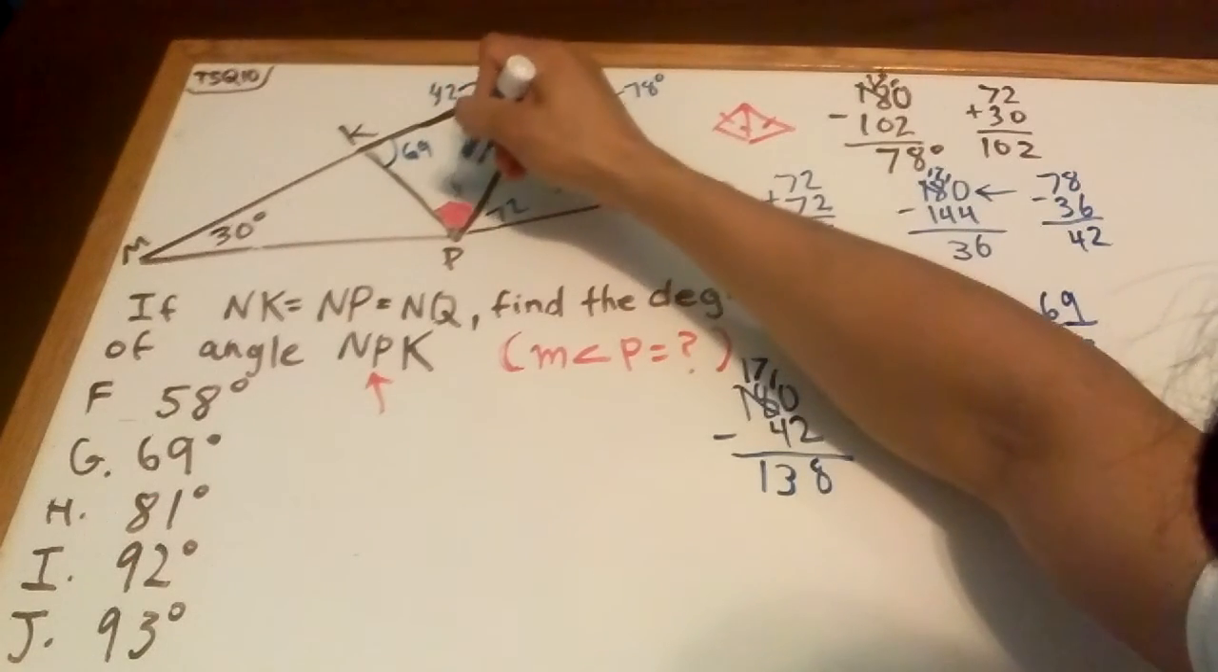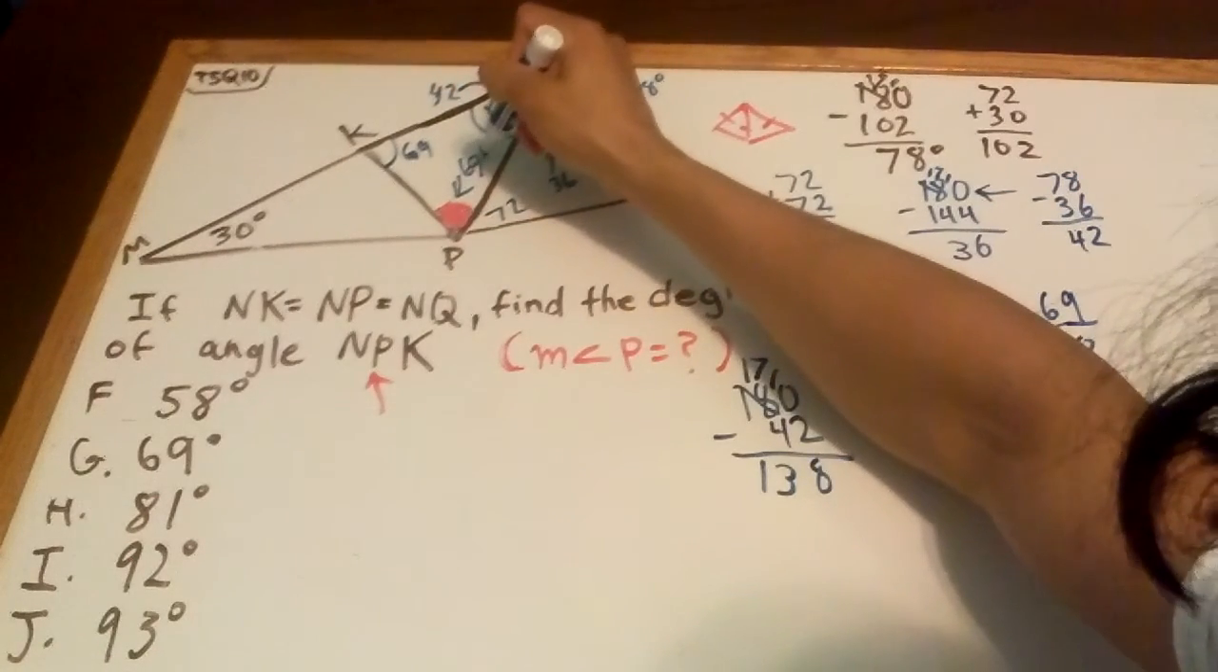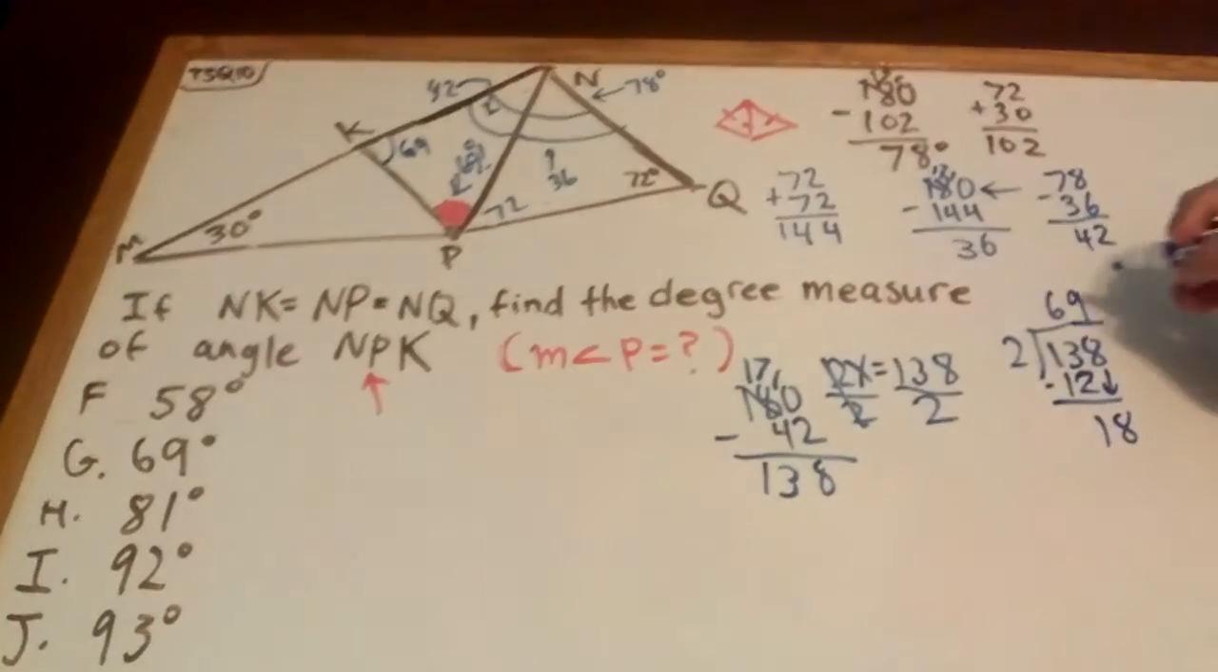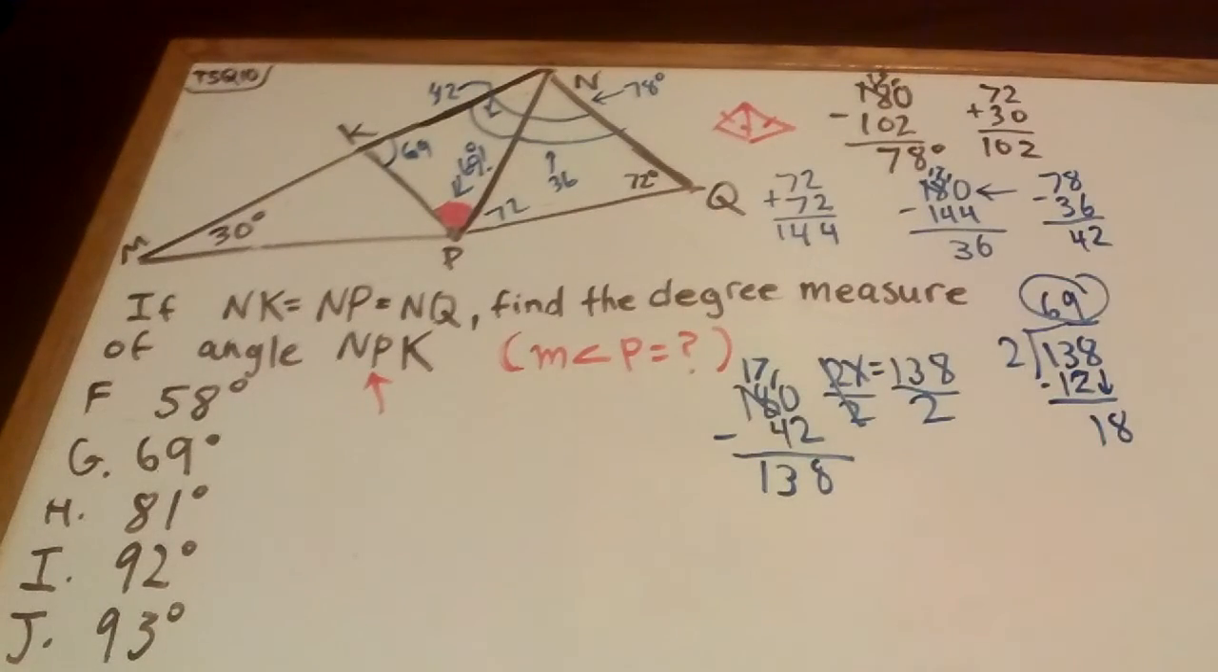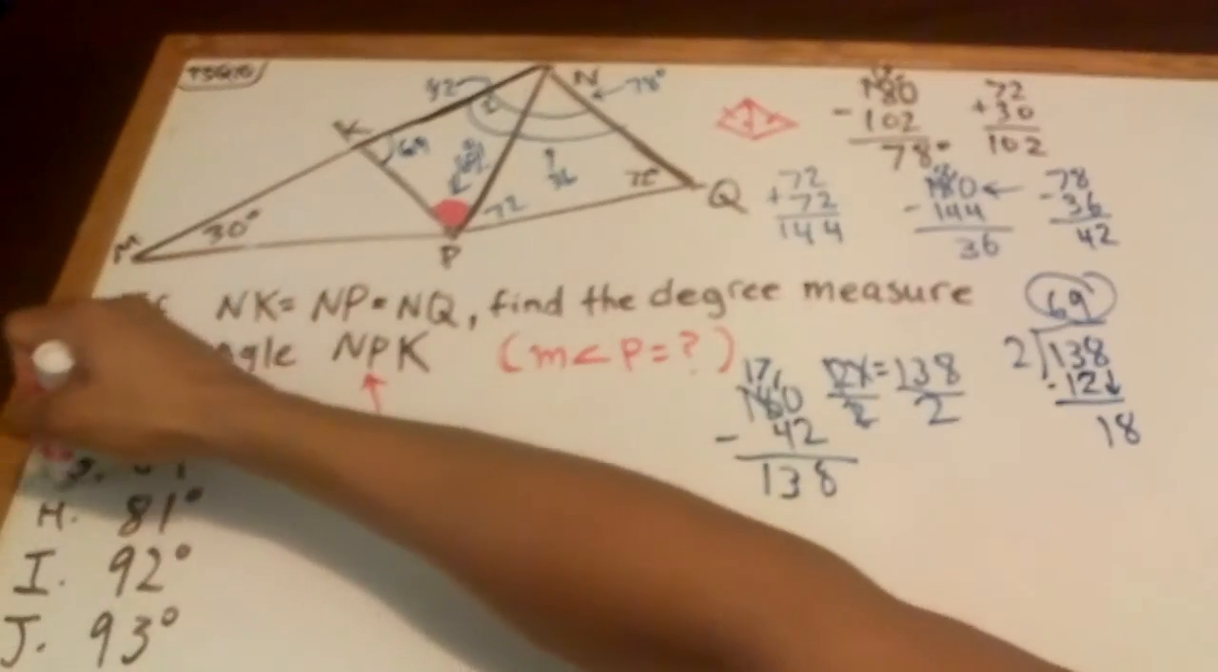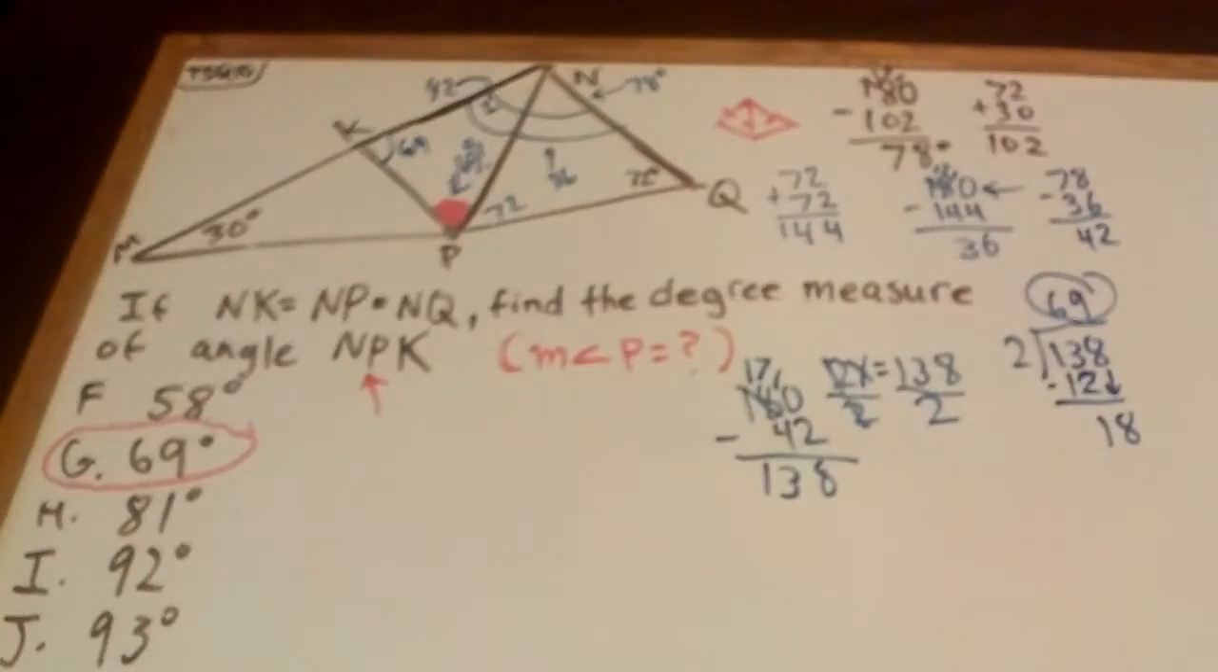And more importantly, we know that is 69 degrees. And 69 is over here, so the answer is G. Looks good, huh? Doesn't it?